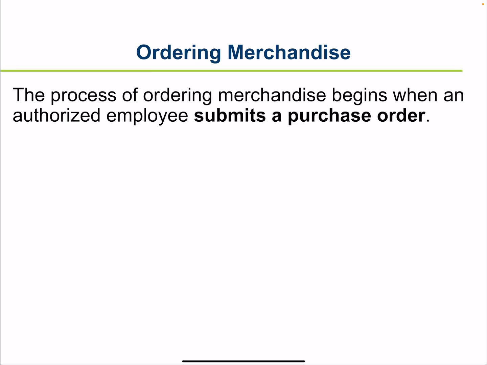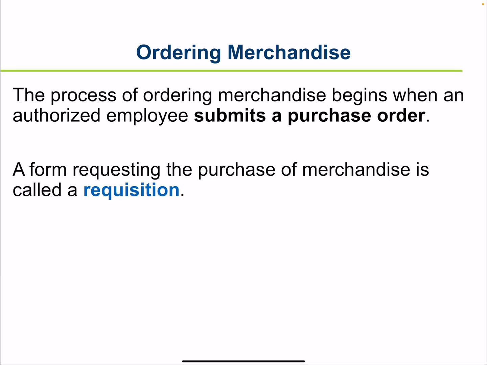The process of ordering merchandise begins when an authorized employee submits a purchase request. A form requesting the purchase of merchandise is called a requisition. The requisition includes the description of the merchandise to be ordered, the quantity to be purchased, and the required delivery date. Requisitions generally require manager approval.